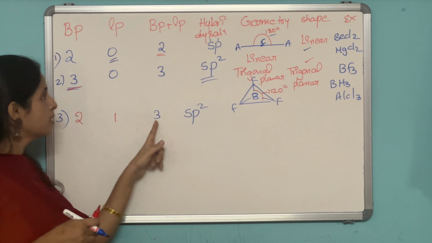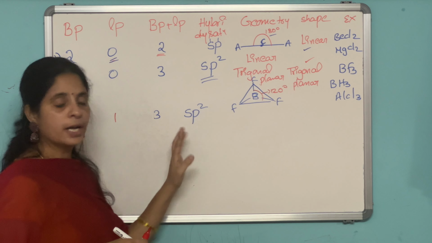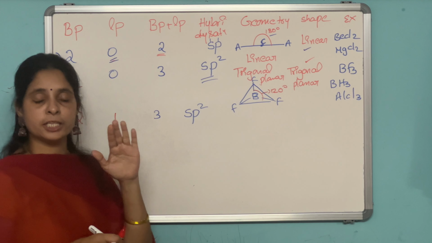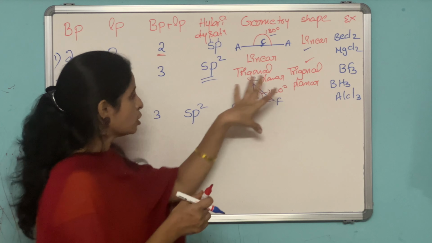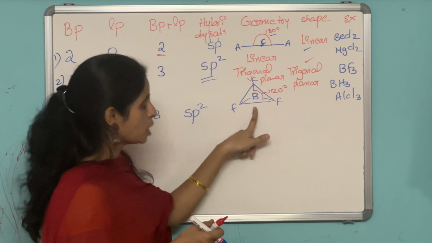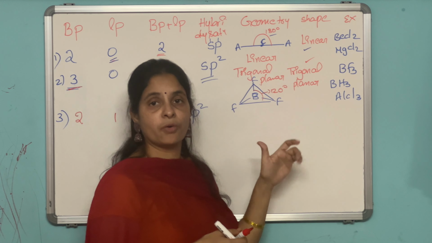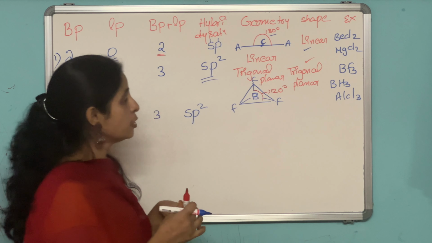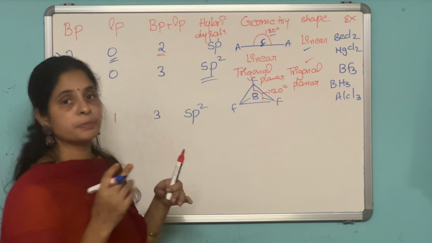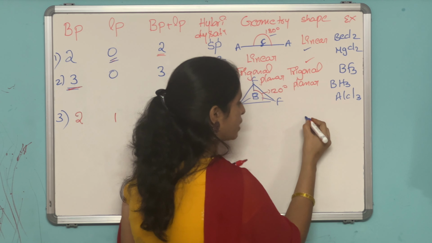Here 2 plus 1 is 3, bond pairs plus lone pairs is 3, and the hybridization is sp2. If we are predicting the geometry, it is bond pairs plus lone pairs, which is 3. So the hybridization is sp2 and the geometry is trigonal planar only. Now, while predicting the shape, where do we keep this lone pair? Because while predicting the shape, we will not include lone pairs. So if one lone pair is there, how do we write the structure?